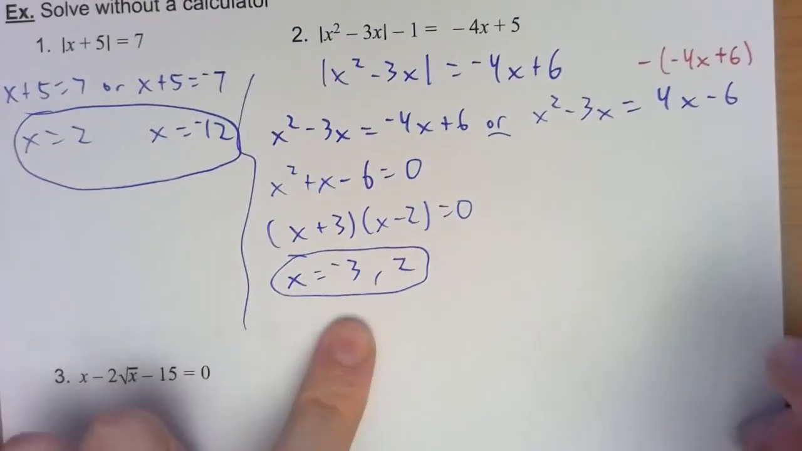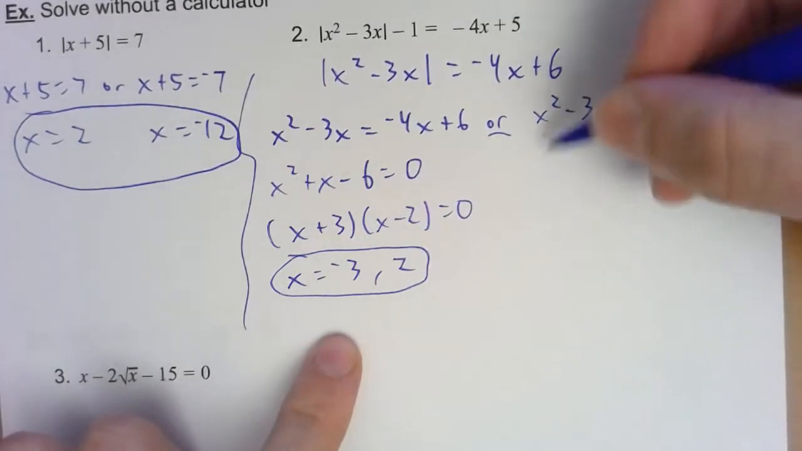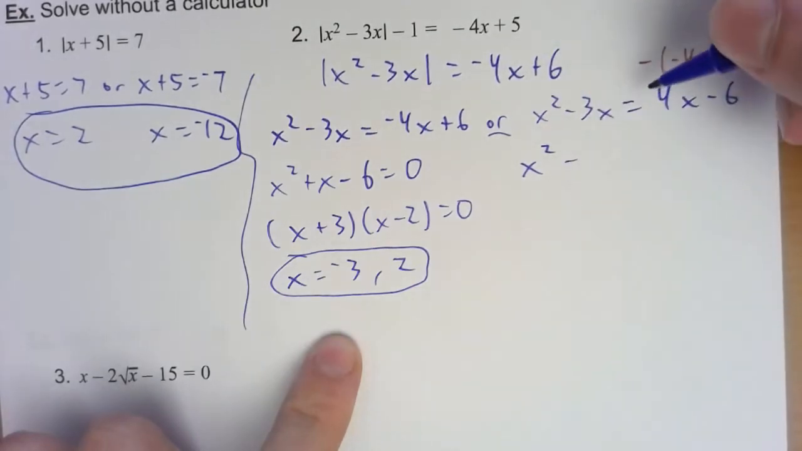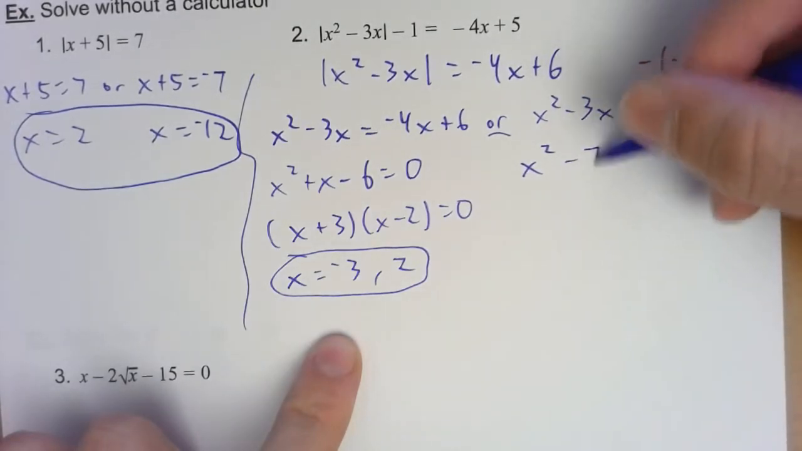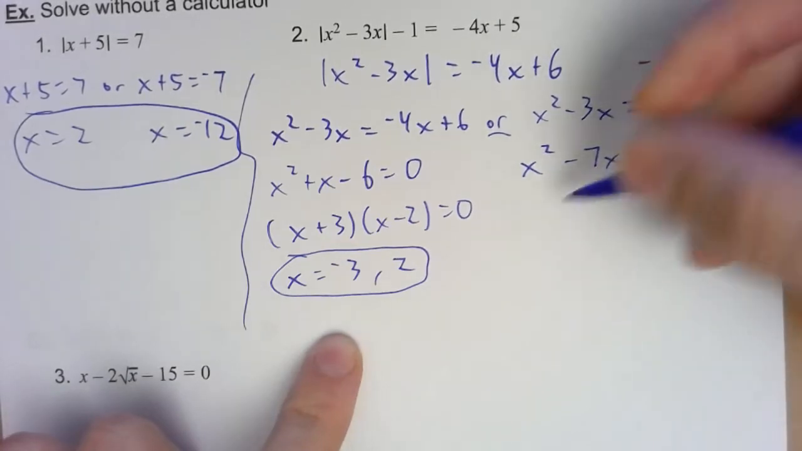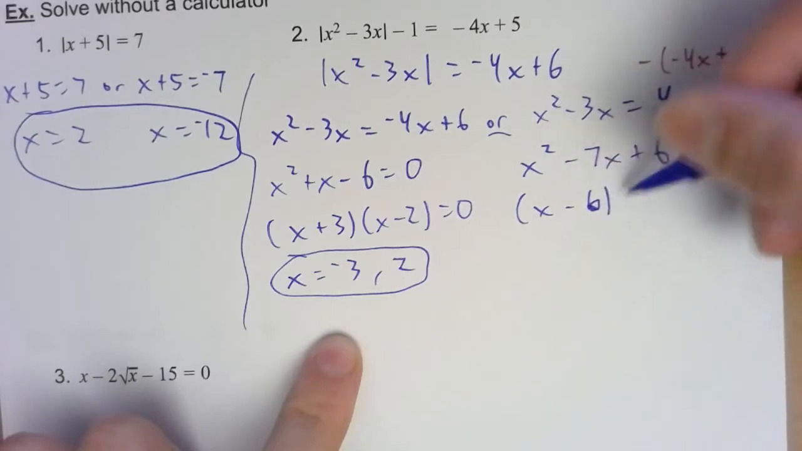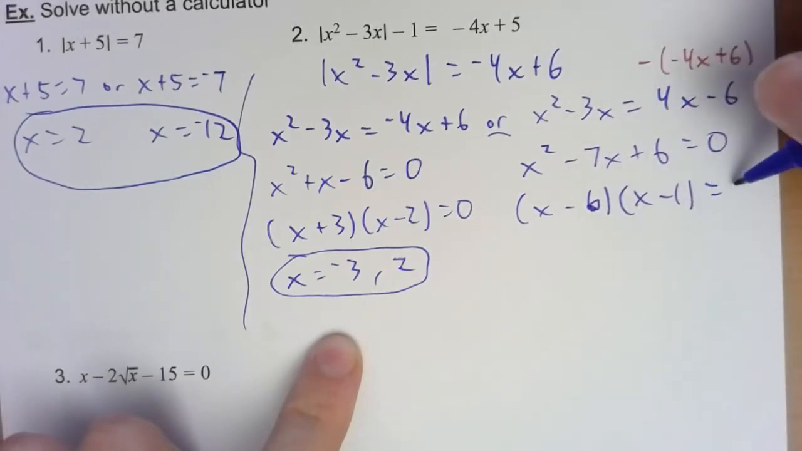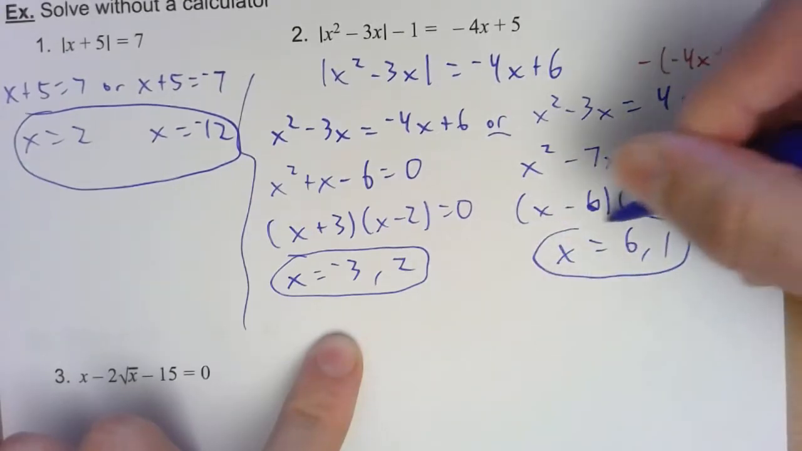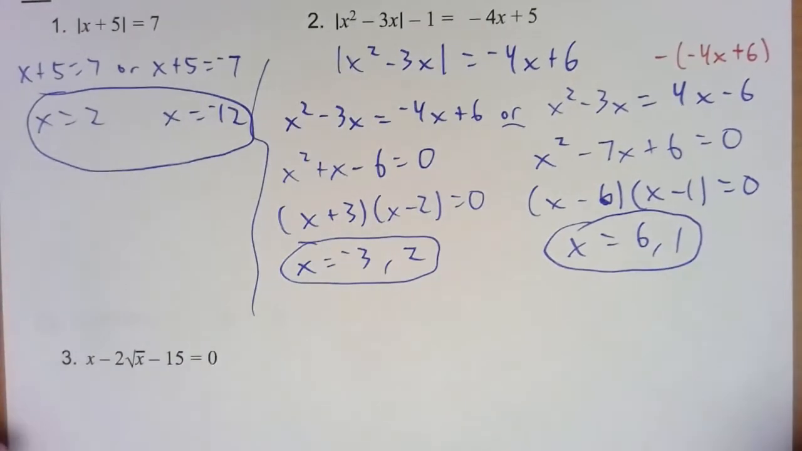So we get two answers from that branch, and then we'll get more answers from this branch. Again, get everything on the same side, collect all these like terms, and then factor the quadratic. And so we end up getting 4 total solutions for this problem. All right, so that's absolute value equations.